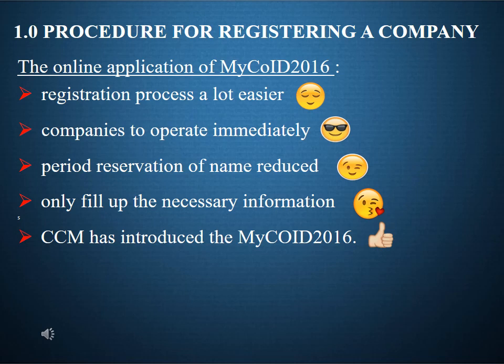And with the coming of the Companies Act 2016, SSM or Suruhanjaya Syarikat Malaysia has introduced MyCUID 2016, whereby the registration process is a lot easier. Companies can operate immediately except for public companies, and the period of reservation of name is reduced compared to the provisions under the 1965 Act. You had to wait for 3 months for the reservation of names, and under MyCUID 2016, you only need to fill up the necessary information.